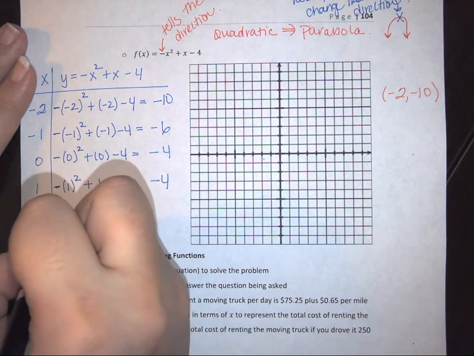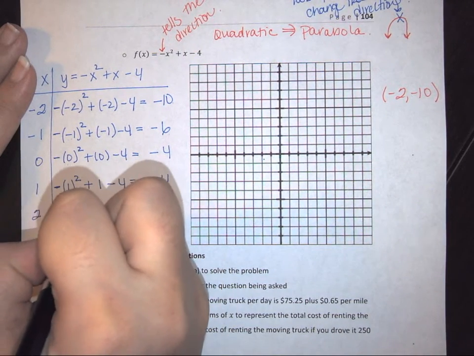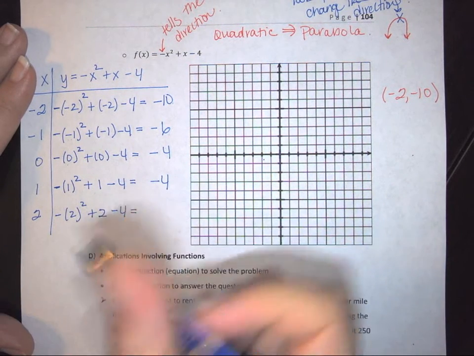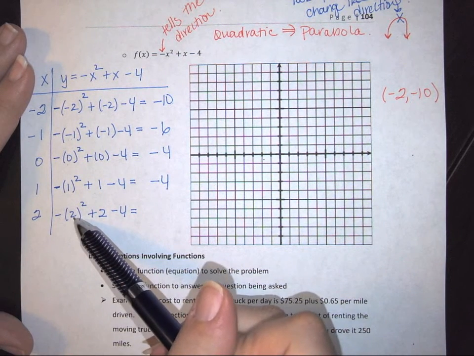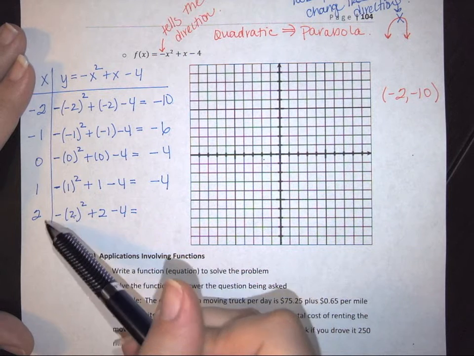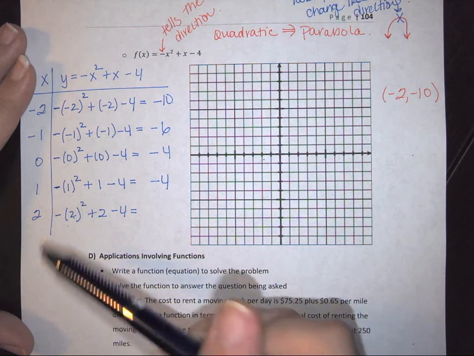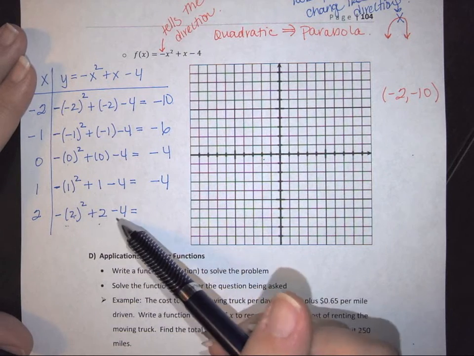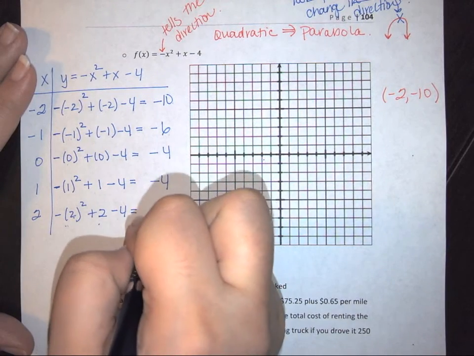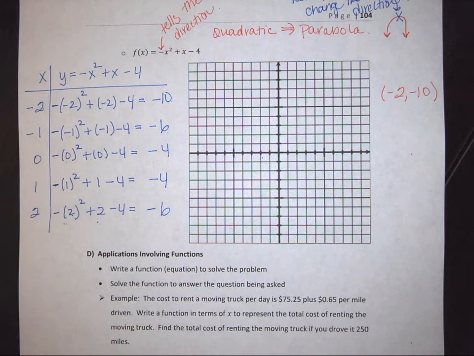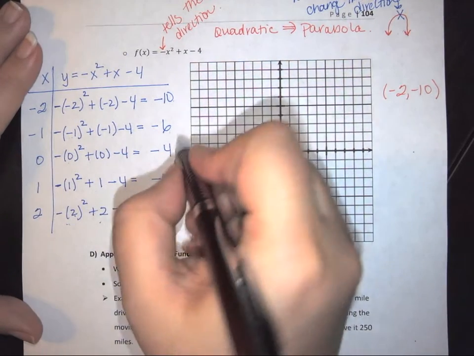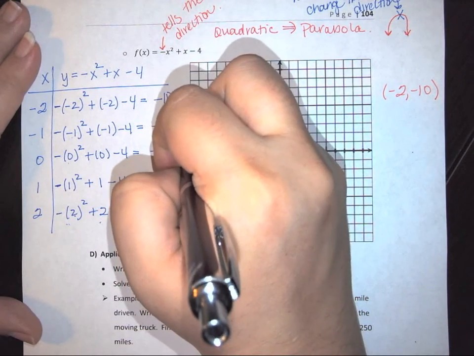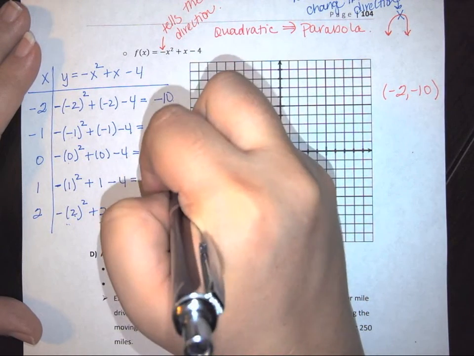And now I have negative of my 2 squared plus 2 minus 4. So right here, 2 squared is 4. Apply the negative is negative 4. Negative 4 plus 2 is a negative 2 minus 4 is a negative 6. So what you need to look at is that right here we actually have that change in direction.